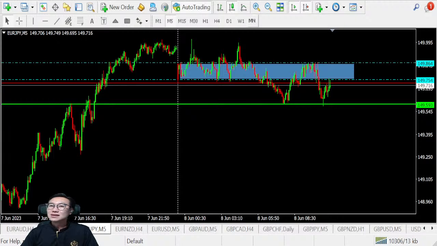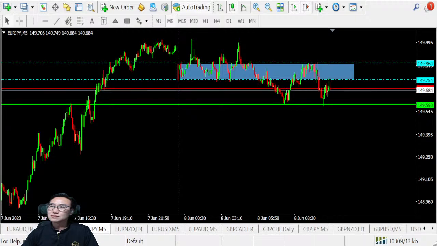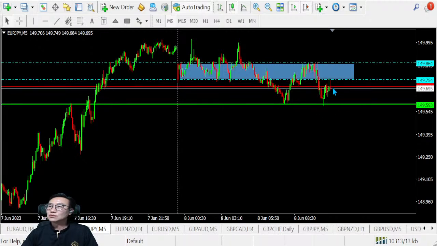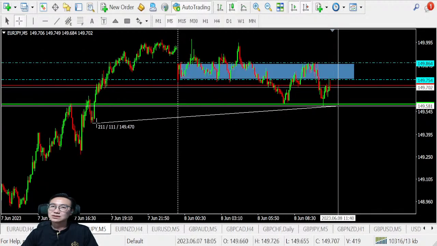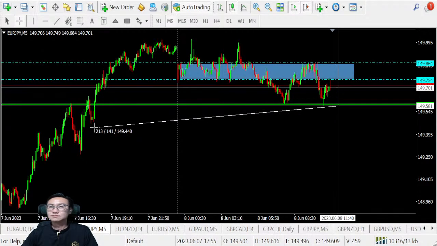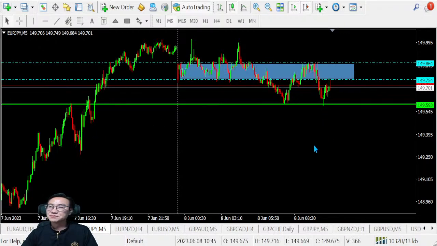So the only one that looks quite potential is the euro yen. It is going to form a resistance below this box. Then after that, it will come into test this area, break this area. Then after that, it should be going down for another 20 pips. That's for the euro yen.